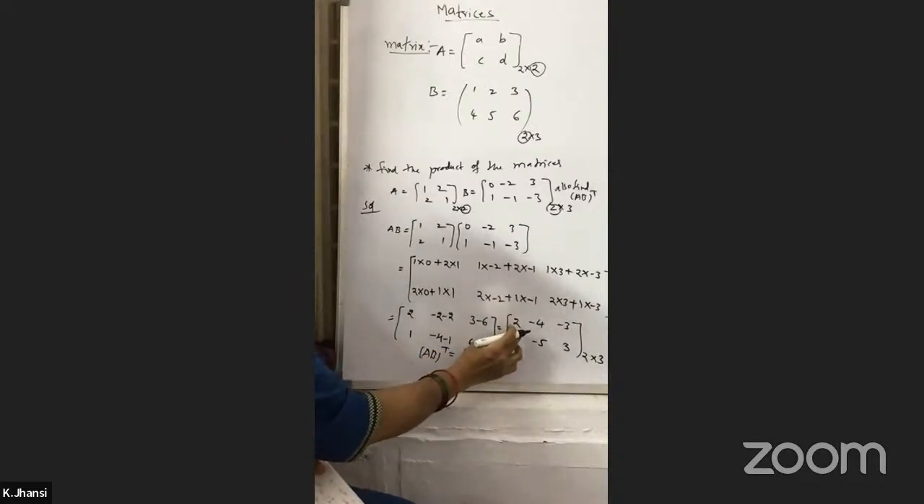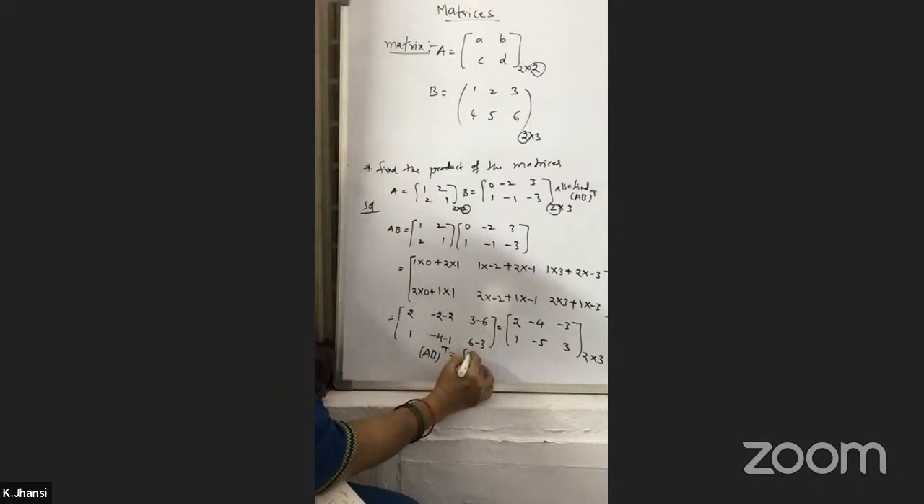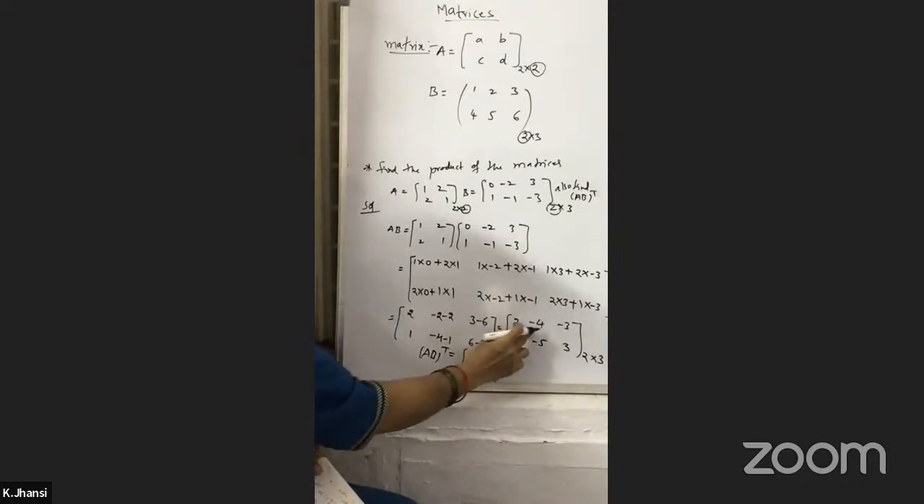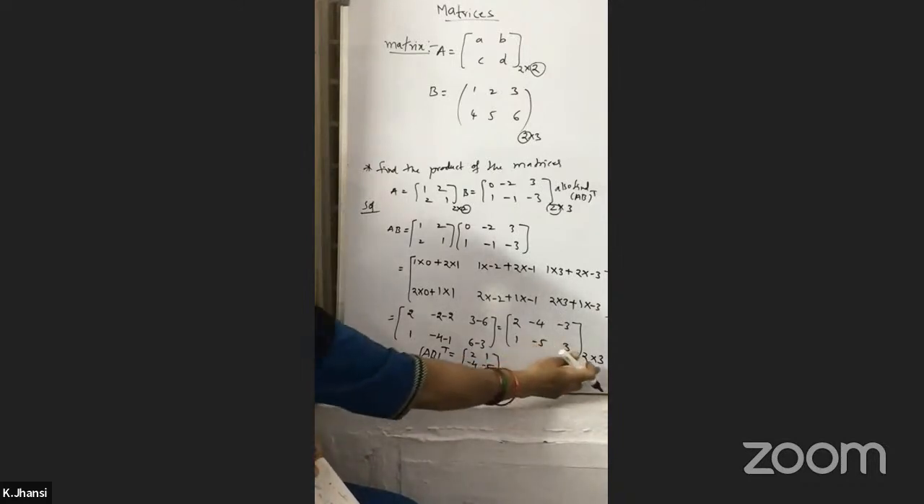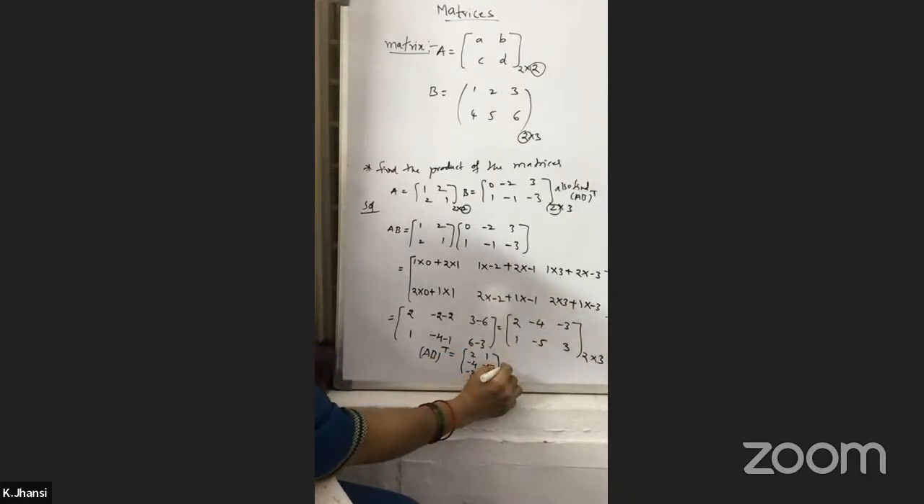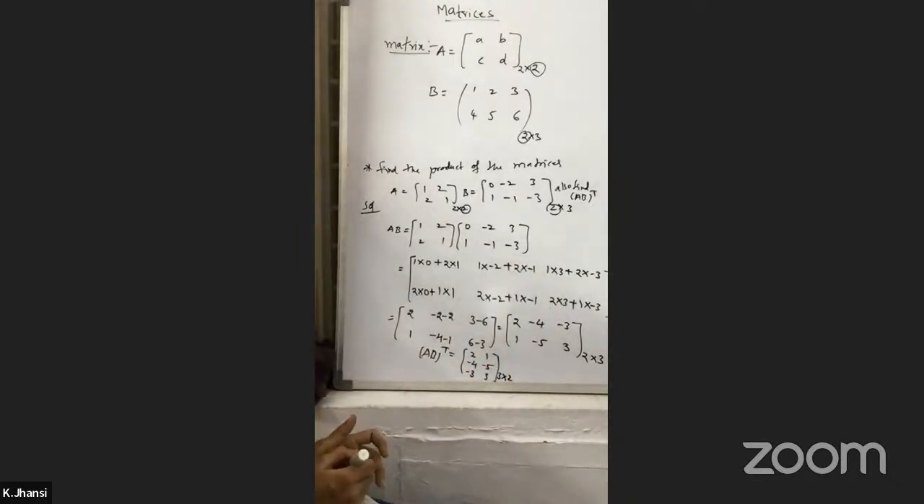AB to the power of T means what you will get? The first row you should write as a column and the second row you should write as a column. That is 2, minus 4, minus 3, next 1, minus 5, 3. Interchange of rows by columns. Okay. 2, minus 4, minus 3, 1, minus 5, 3. And now the order will also interchange. That is 3 by 2. 3 rows we got and 2 columns we got.